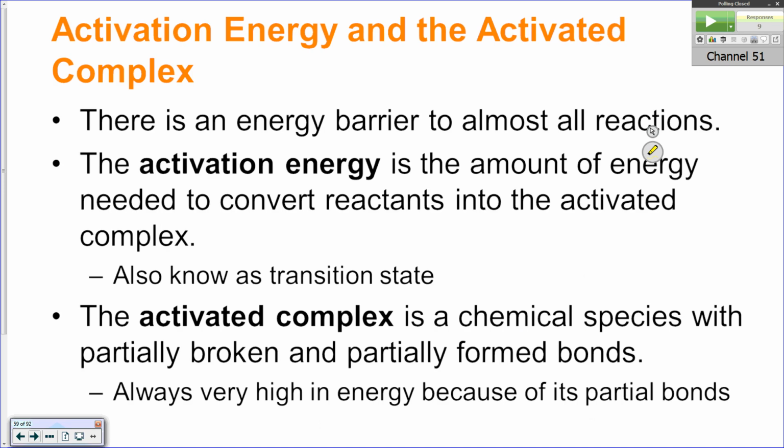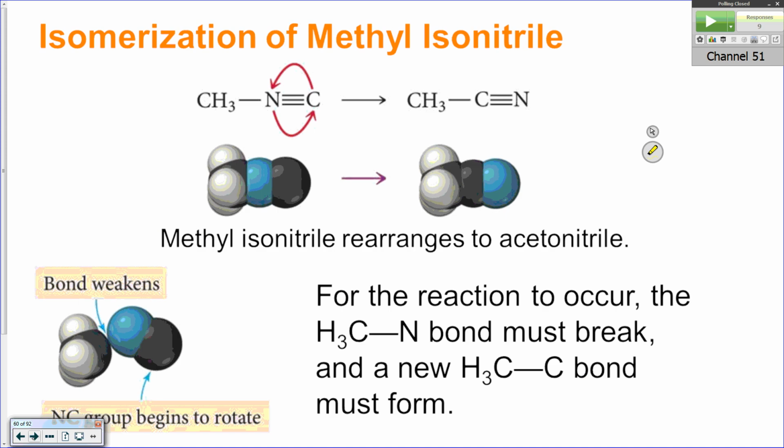Now, whenever a reaction occurs, we describe this energy barrier in terms of the amount of energy needed to convert the reactants into the activated complex. We also call this the transition state. The activated complex is a chemical species that's kind of an intermediate between the reactants and the products. It's where you've partially broken some bonds and formed some new bonds in the system, and it's always a very high energy state because of these partial bonds.